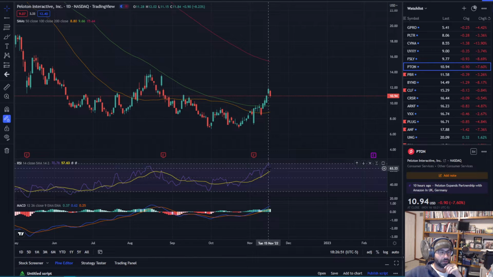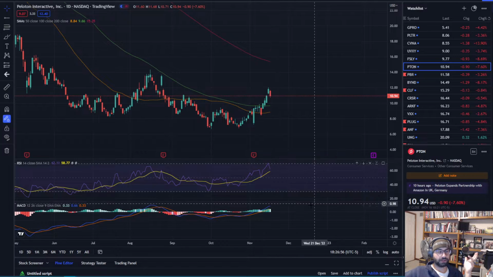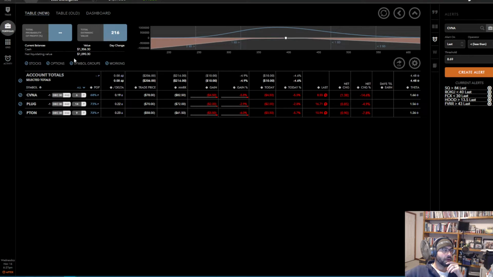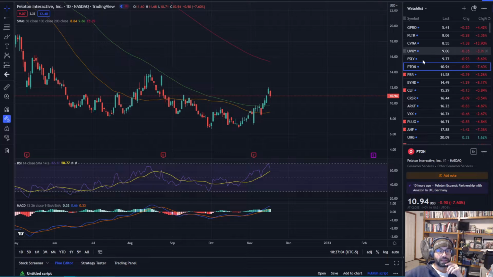it's on fire. That's generally a good thing, and MACD is above the 0 line there, so it's as good as any. Plug was the last one.